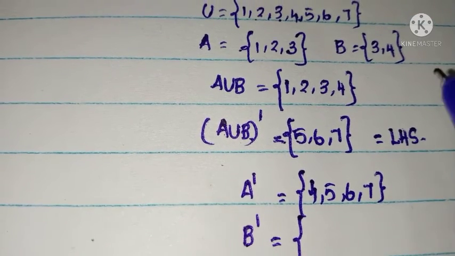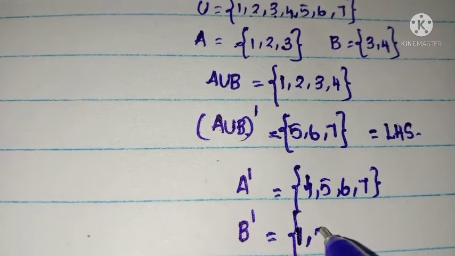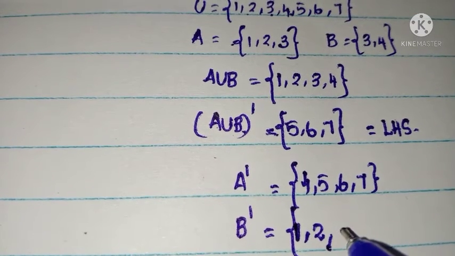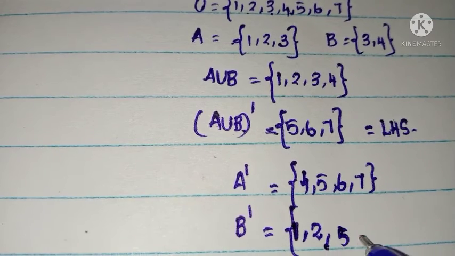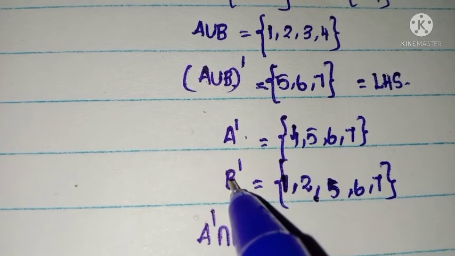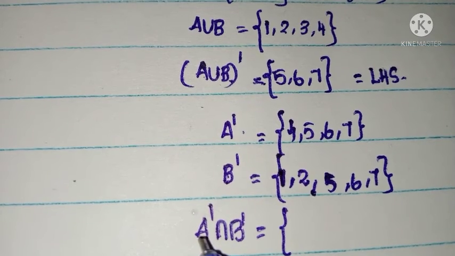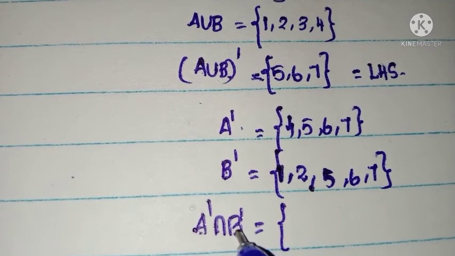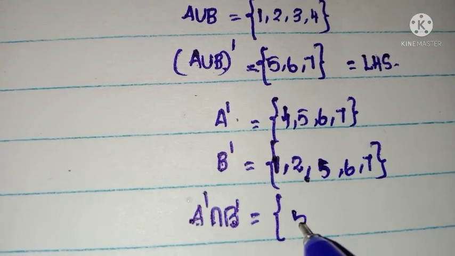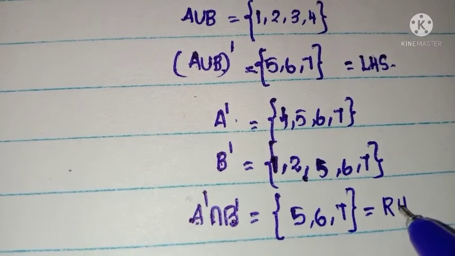Now B complement. B is {3, 4}. So what is B complement? From the universal set, eliminate or remove the elements 3, 4 so that the remaining elements are 1, 2, 5, 6, 7. Now what is A complement intersection B complement? Recall intersection means elements common to both A complement and B complement. Here the common elements are, look at these two sets, we can see 5, 6, 7. Okay. So that is our RHS.